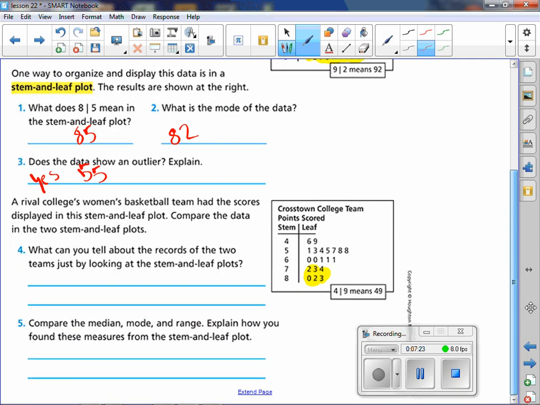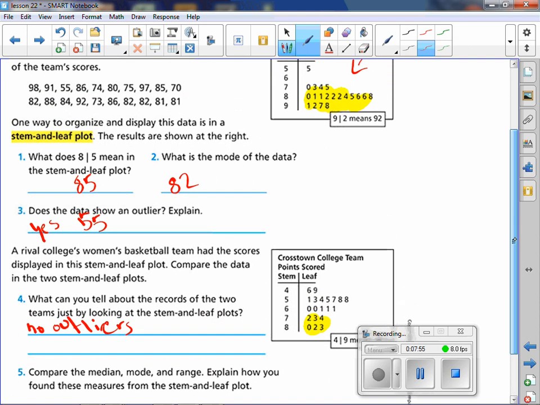Okay, let's take a look down here. Rival college women's basketball team has the scores displayed. What can you tell about the records of the two teams just by looking at the stem and leaf plot? Well, you should know that there are no outliers. Okay. And that their maximum and minimum scores were lower. Okay. So when you look at the max and the min, those are much lower than the previous ones.